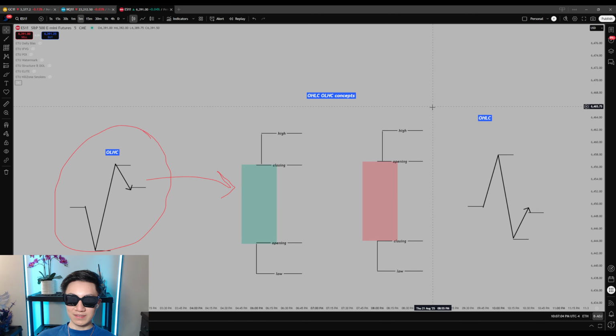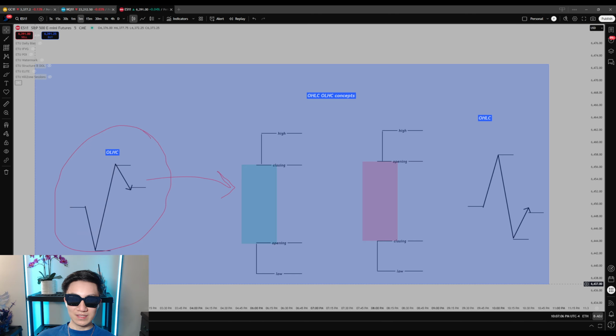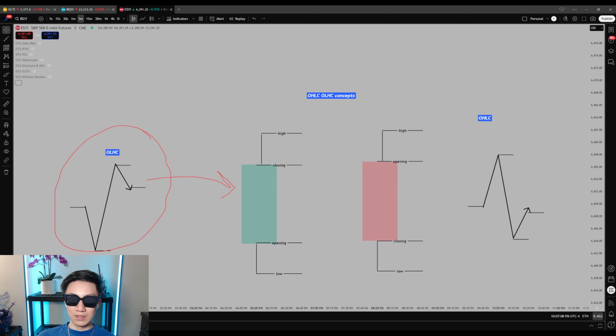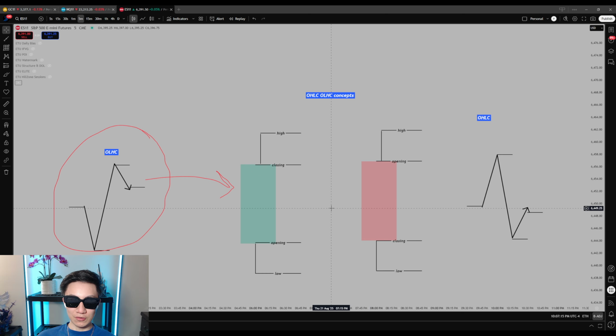Hopefully you guys understand this. You can take a screenshot, feel free to. This is what open, low, high, close, and open, low, high, close, open, high, low, close means on a candlestick and how you can read candles.